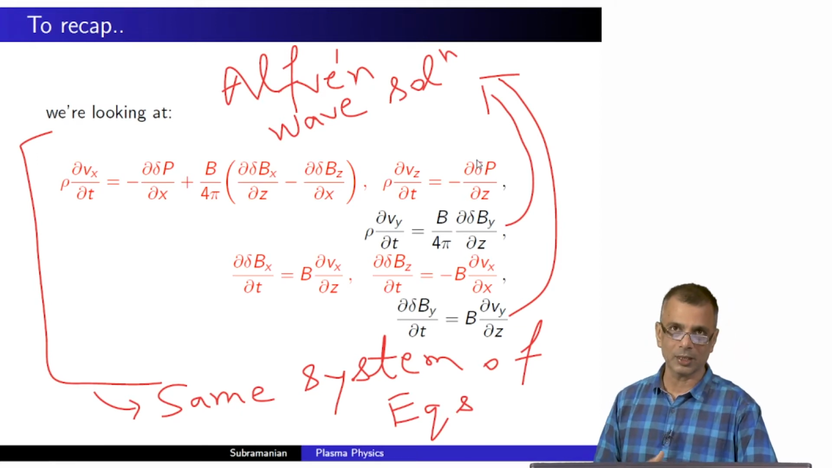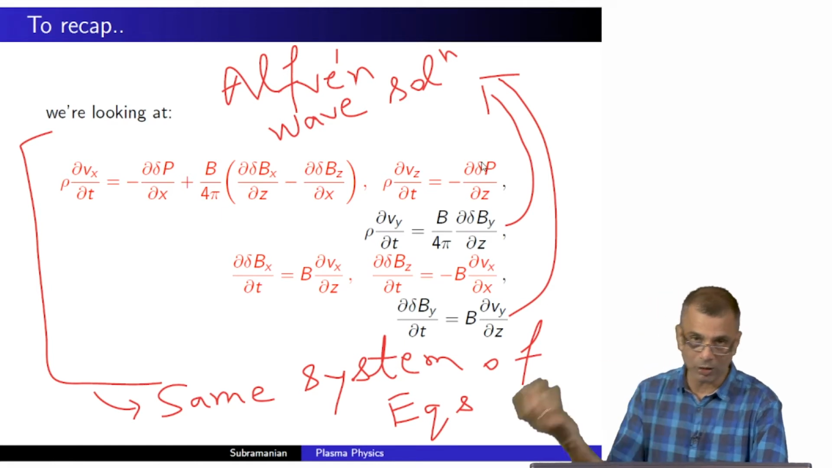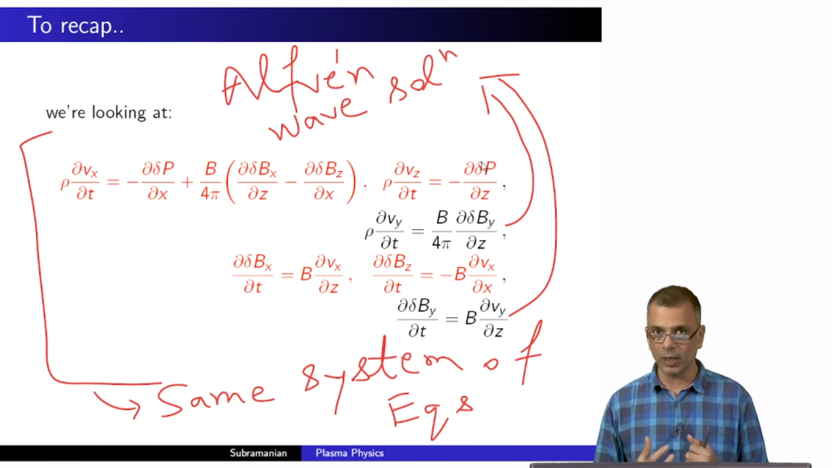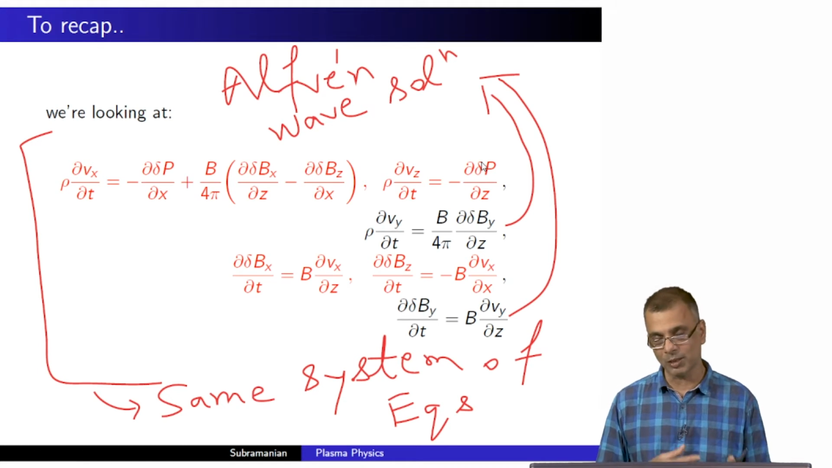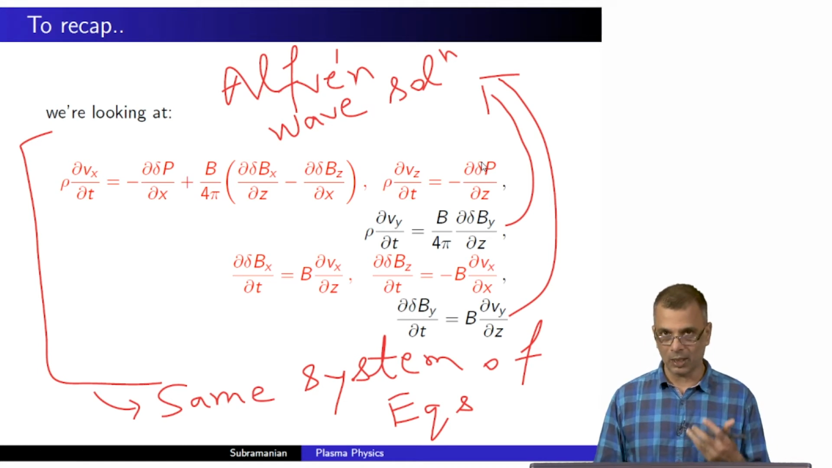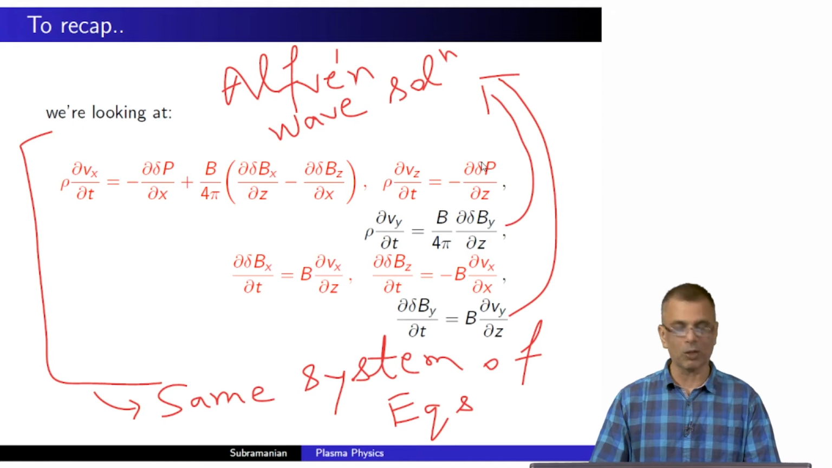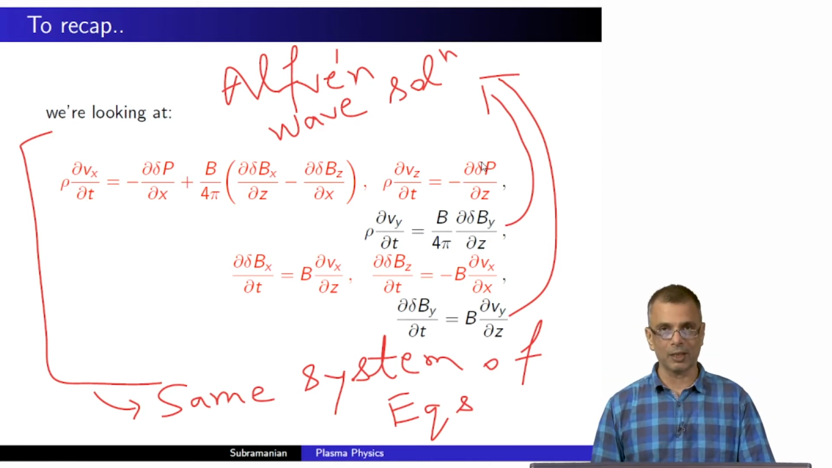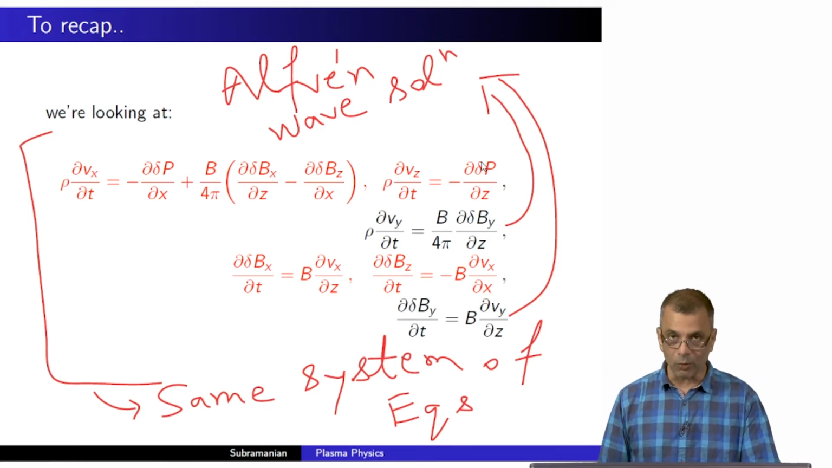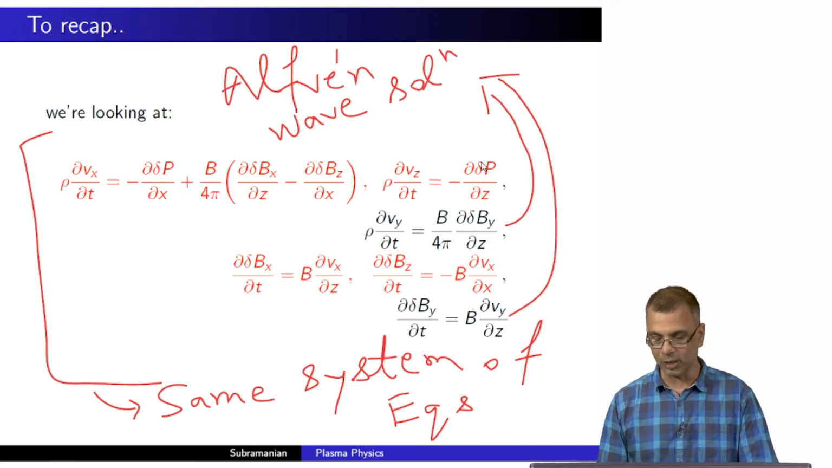So in this case, clearly the delta P is of central importance. So the solutions we will arrive at will involve density and pressure perturbations. So in that sense, they have a character that is similar to the sound wave, and hence they are called magnetosonic waves.